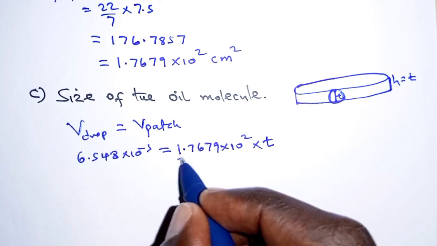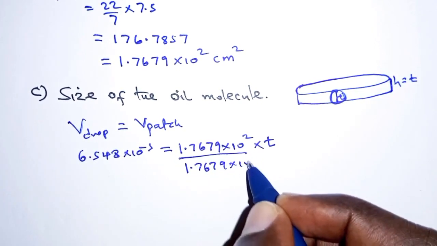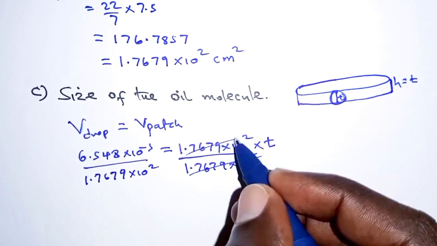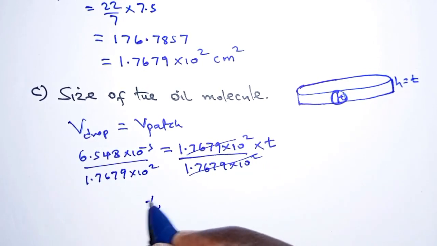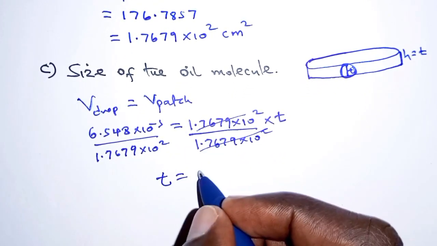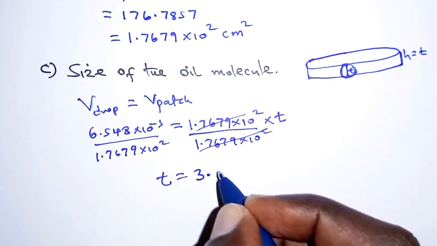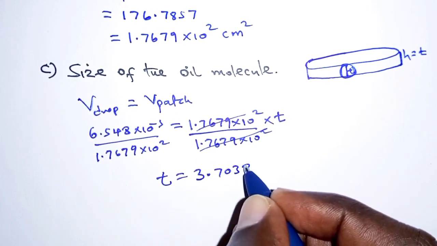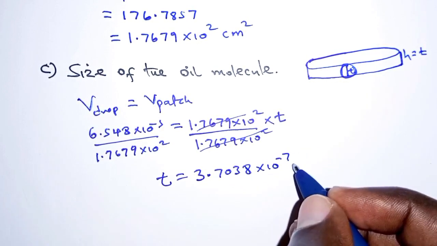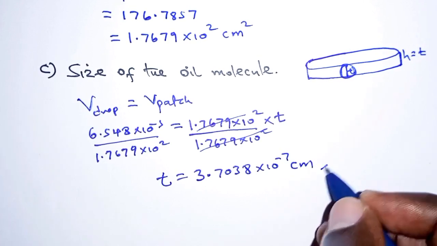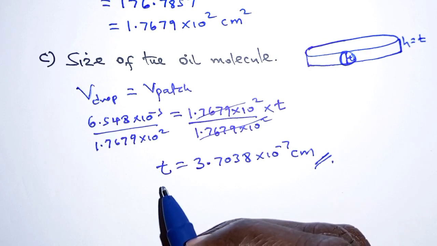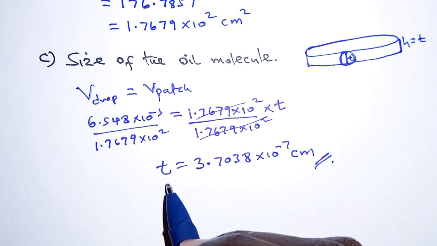So dividing both sides by this, we'll have these cancelling, and T, according to my calculator, if I work this out, I get 3.7038 times 10 power negative 7, and that is centimeters. And that finally gives us the thickness or the size of the oil molecule.